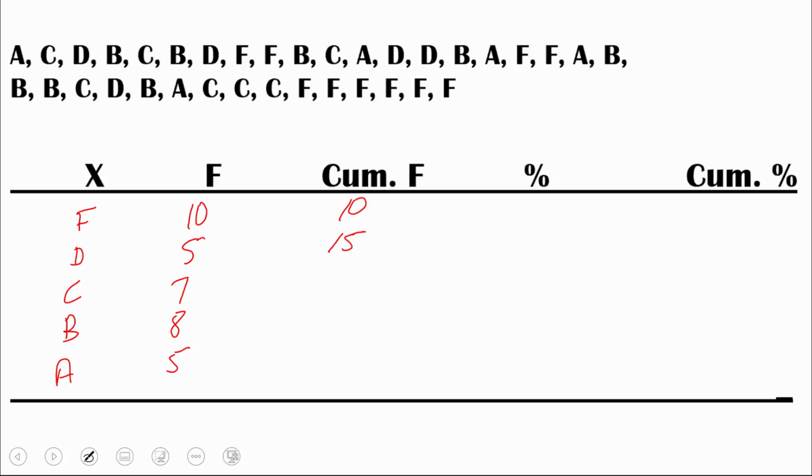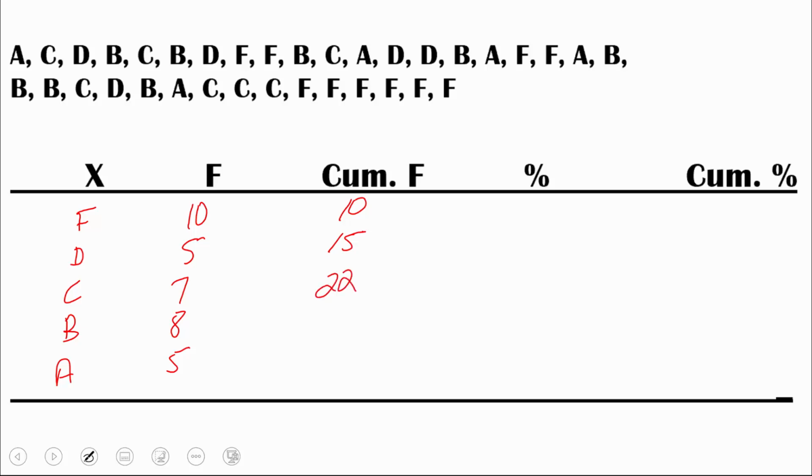Now I want to figure out the cumulative frequency at the C level. Well, there are 7 students who scored a C. So there are 15 people who scored a D or less. Now we're going to add those 7 students. So this would mean 22 students scored a C or lower.